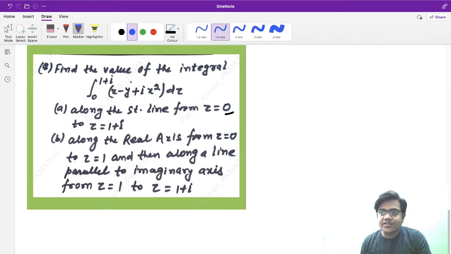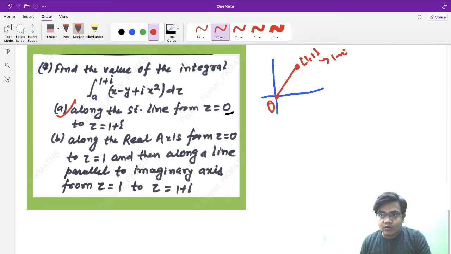Find the value of the integral from 0 to 1 plus iota. Okay, 0 to 1 plus iota. So once again they are giving you what? 0 to 1 plus iota means the point (1, 1). This is your 1 plus iota, right? You have to integrate from here to here, but follow this path along the straight line.